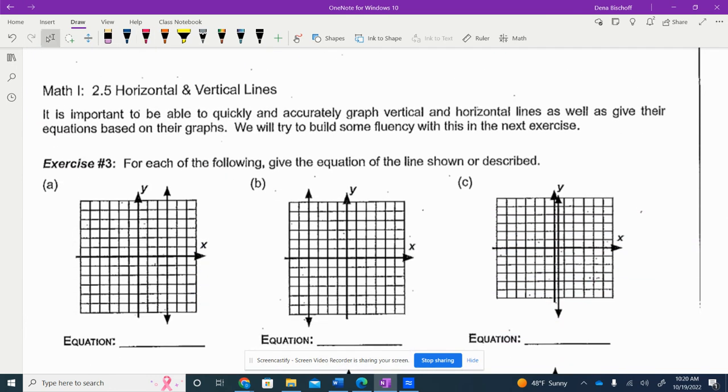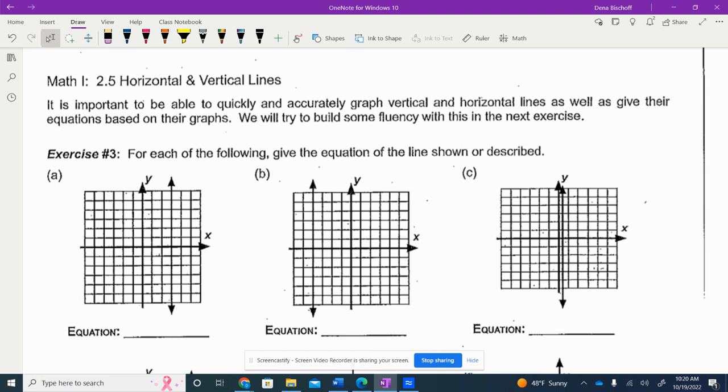So it's important to be able to quickly and accurately graph vertical and horizontal lines. I'm going to try to color them in so you can see them. So I have a vertical line right here. Remember, vertical lines are x equals, and x equals 1, 2, 3. This is another vertical line, and this is the point negative 1, 2, 3, 4. X equals negative 4.